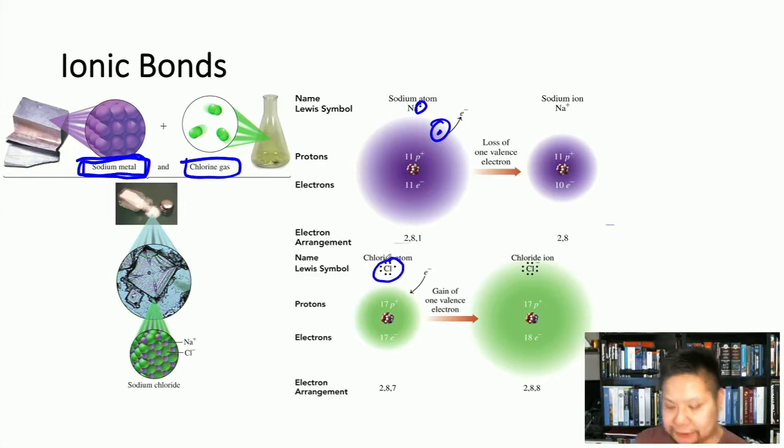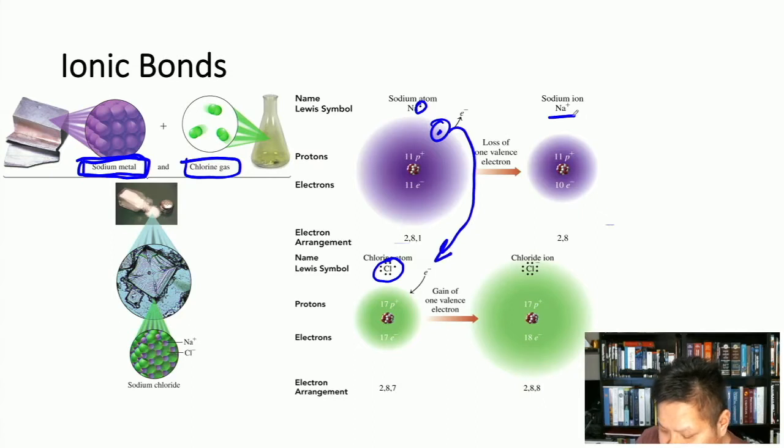Chlorine has 7 electrons in its outer shell. It just needs 1 electron to have a full outer shell. So kill 2 birds with 1 stone. You transfer 1 electron from sodium to chlorine, and then sodium now has a plus charge.